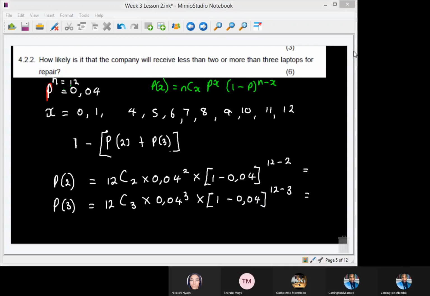Right, you can calculate 12C2. C stands for combination. Times 1 minus 0.04 to the power. Here I got 0.07. Then the next one.